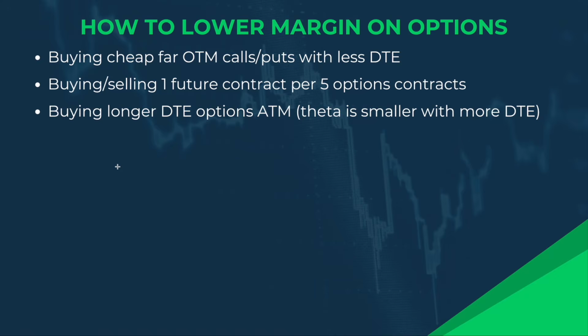But basically, the easiest way is probably to buy cheap far out of the money calls or puts, depending on your position, with less days to expiration than your current position. And we will go over an example in just a second.